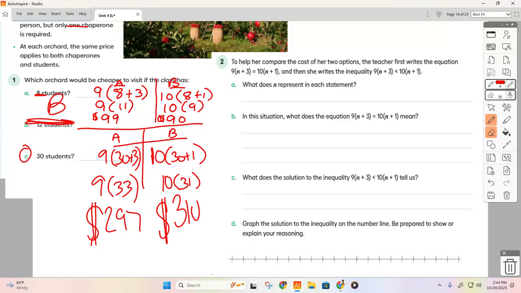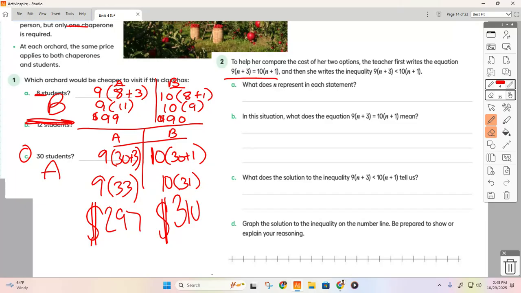Awesome, thank you. Okay, so all that we had to do was, in place of that 8, this time we used 30 students and calculated that 30 students was cheaper at A. So plugging in different numbers sometimes is difficult, and that's where variables come into play. To help her compare the cost of the two options, the teacher first writes this equation and then this inequality. Does this equation look familiar?